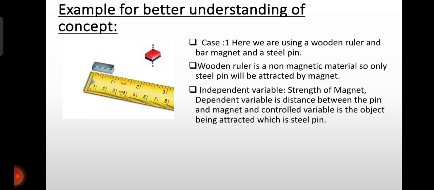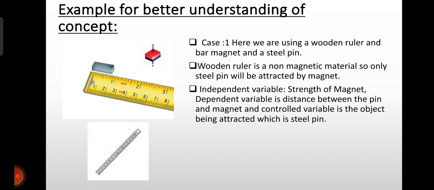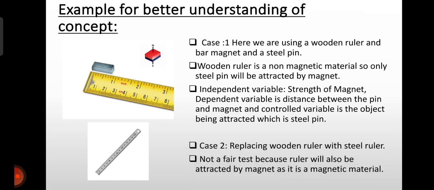In the case 2, we will replace the wooden ruler with a stainless steel or a normal steel ruler. So now what we observe is that it is not a fair test, because a ruler will also get attracted by the magnet as it is a magnetic material. Hence, our purpose of finding out the independent variable, dependent variable and controlled variable in this case will not hold true.